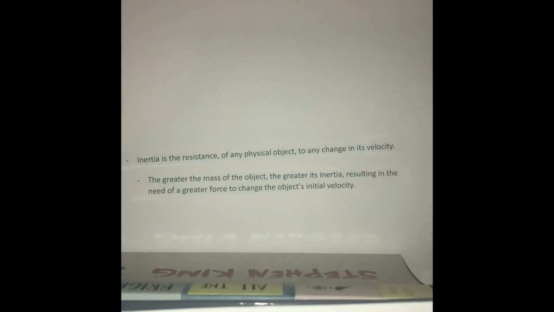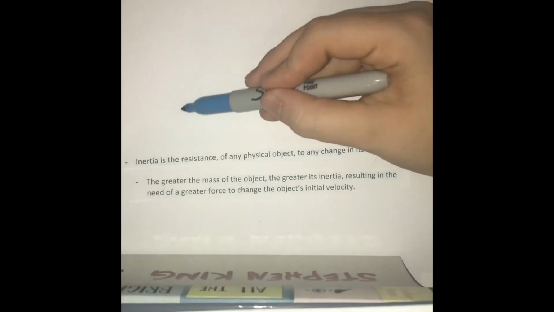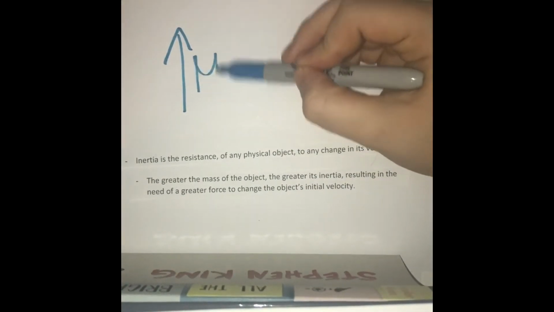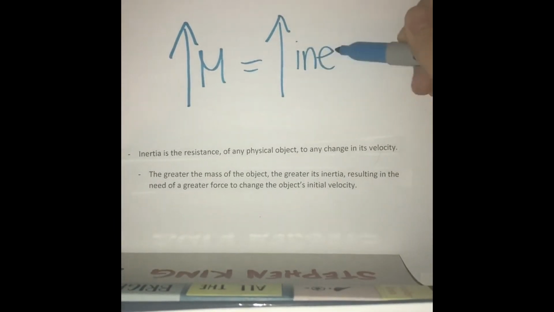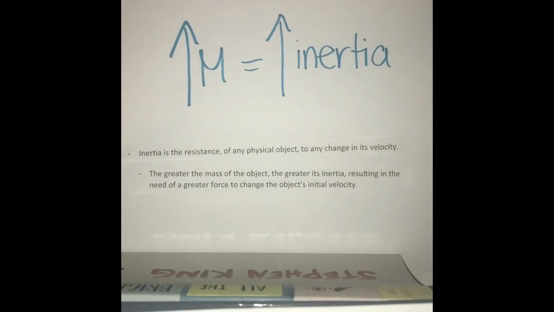Inertia is the resistance of any physical object to any change in its velocity. Referring to the example of my sister, in order for the unbalanced force of the wind to tip her over, the force would have to be greater than her inertia. The greater the mass of the object, the greater its inertia, resulting in the need of a greater force to change the object's initial velocity.